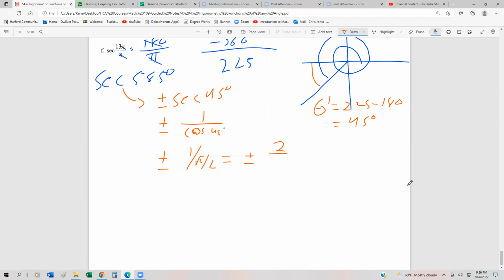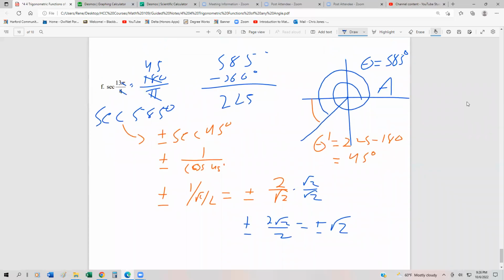We multiply by the reciprocal, 2 over root 2, and then we go ahead and rationalize it by multiplying by root 2 over root 2: plus or minus 2 root 2 over 2, or plus or minus the square root of 2. Now, last thing we do, all students take calculus. Only the tangent function is positive in this quadrant, so we have to go with the negative square root of 2. Of course, we should check this by taking 1 over the cosine of 13 pi over 4.